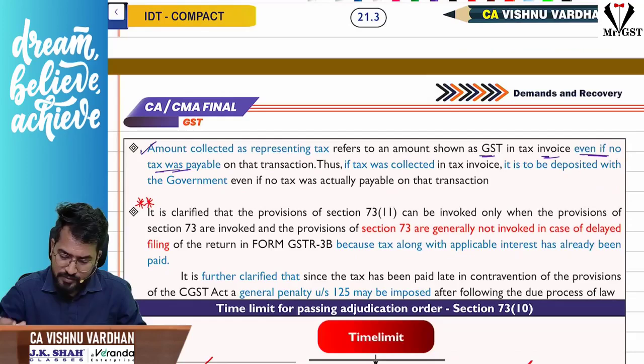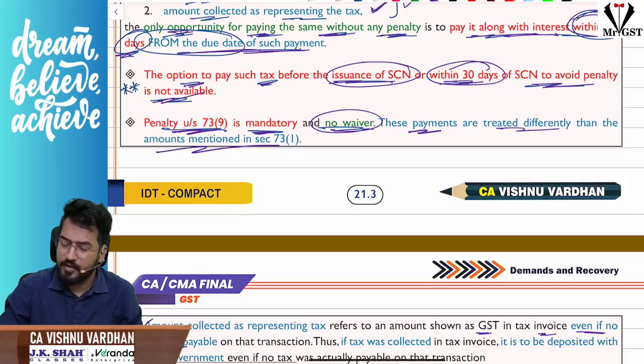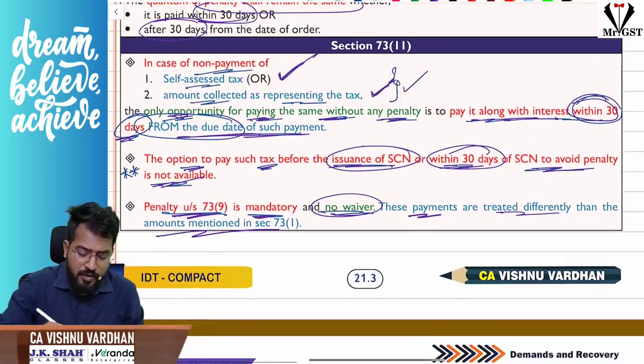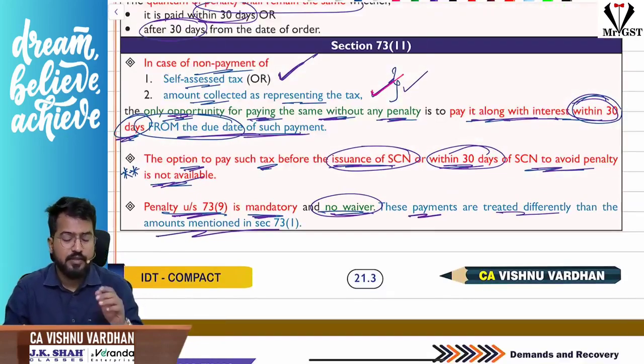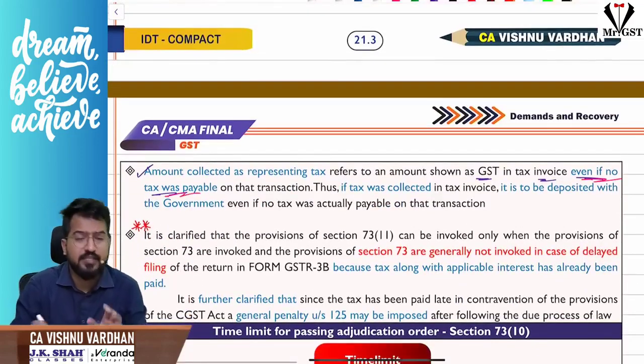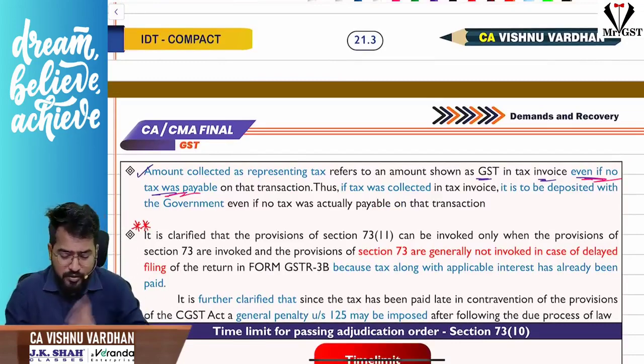So next, one more important point. When we are talking about amount collected as representing tax, what does it mean, sir? Actually there is no tax chargeable on that transaction, sir, but you have collected it by mistake, that you should have deposited with the government. Okay, that is the concept we are discussing here.